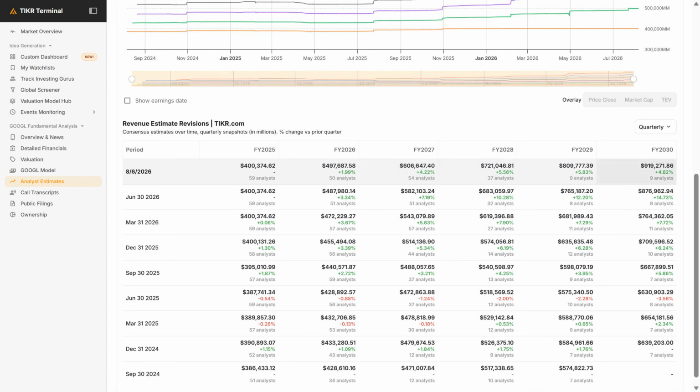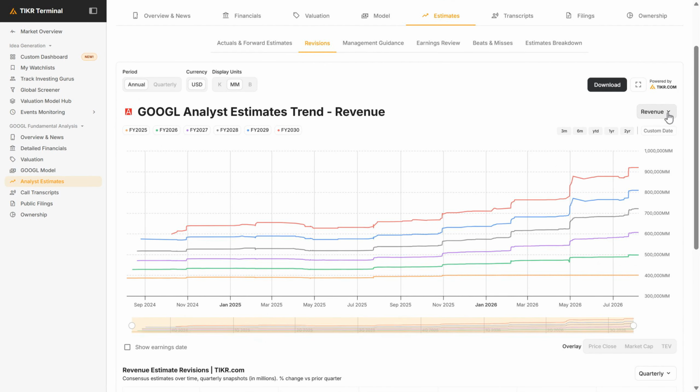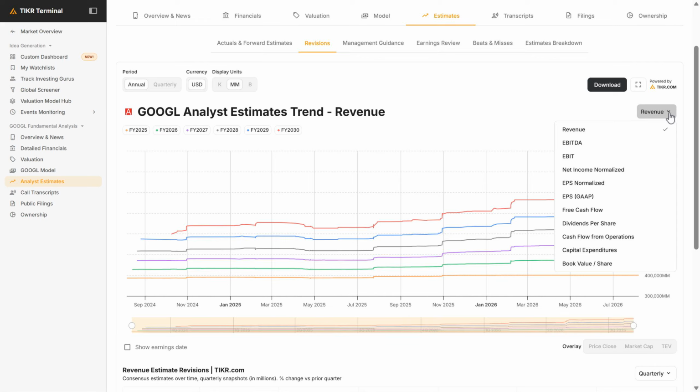As you can see, there's that $919 billion, and you can go back in time and see at various points what was the Wall Street estimate for that metric. You can also view this by monthly or go back to quarterly. If we go up here, you can see this toggle where we have revenue, and you can select the other metrics that Wall Street analysts have estimates on, and again, you can see those trended over time.